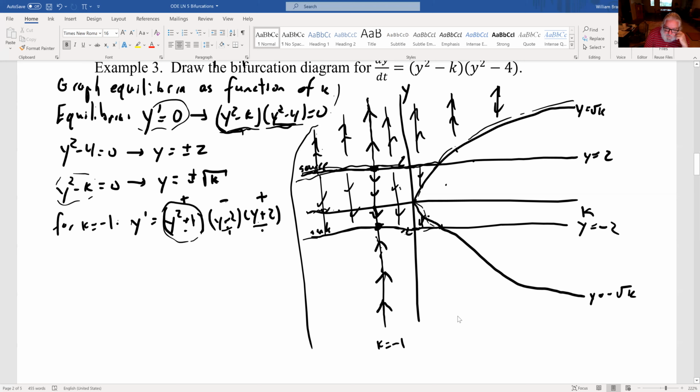Same thing down here. As long as I don't cross an equilibrium, the sign doesn't change. Because what are the equilibria after all? The equilibria are the places where the function is equal to 0. If you're going to change sign, you have to go through a point where the function is equal to 0. So if I move from this region to this region, I'm crossing the equilibrium, and so I might change sign. But if I stay in this region down here, I'm never changing sign.